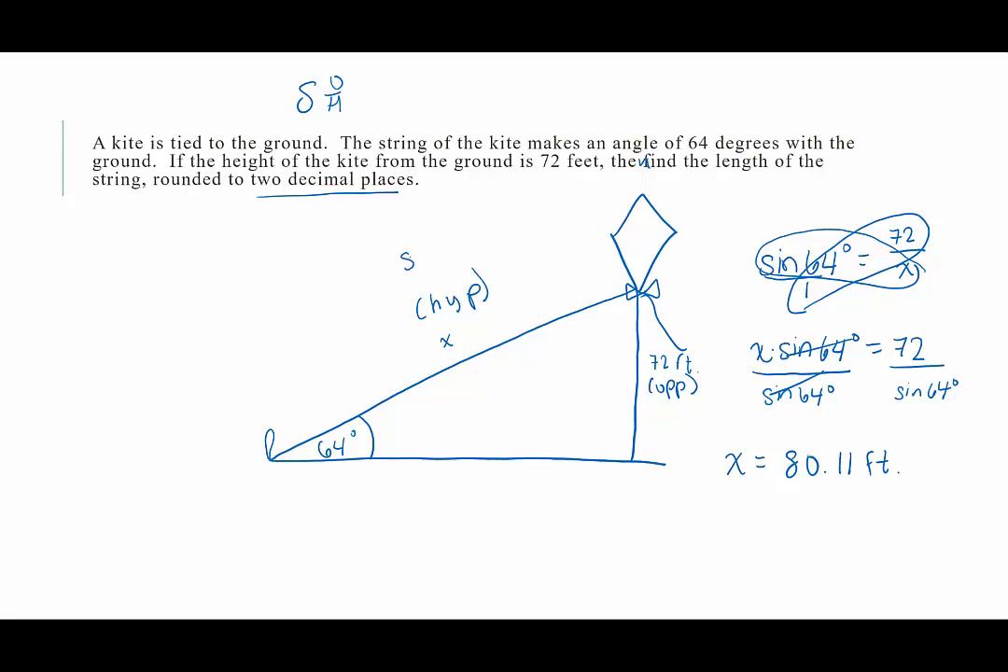Now, does it make sense that the hypotenuse is a longer measure than that vertical height? Yes, it should be. If you got something shorter, if you got 63, something went wrong because the hypotenuse should be the longest side no matter what.